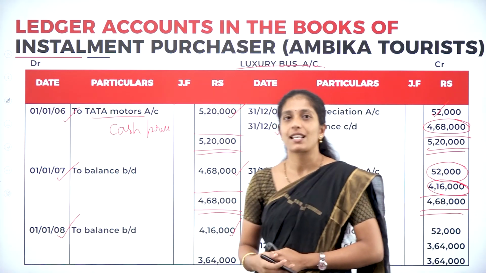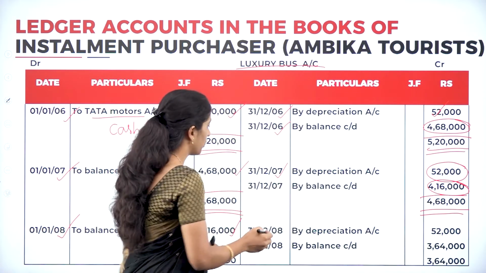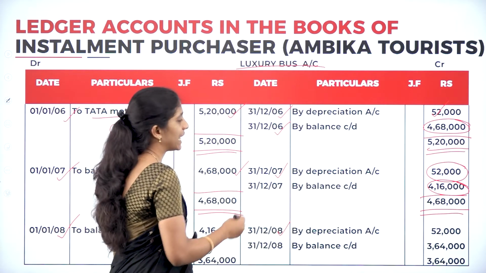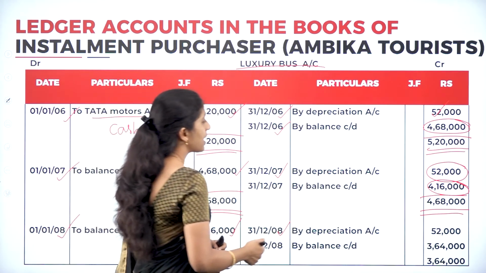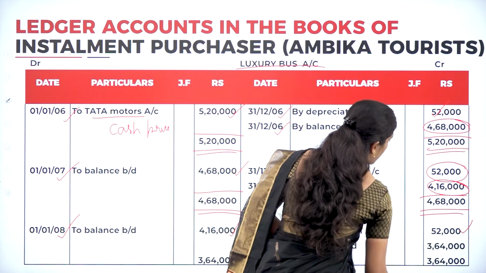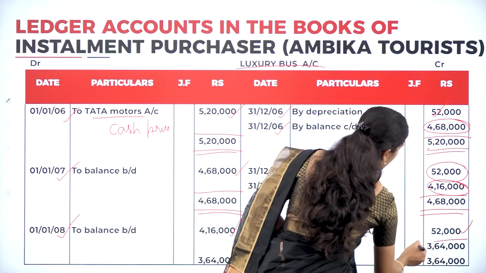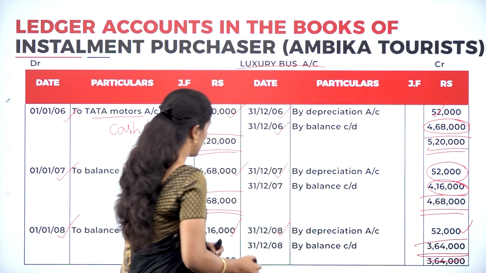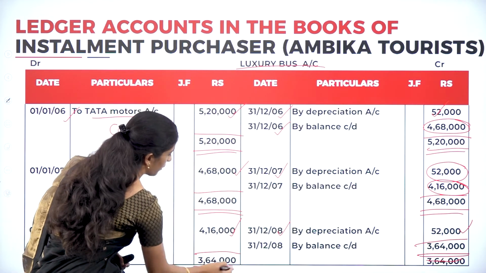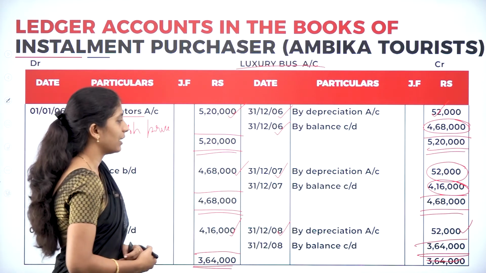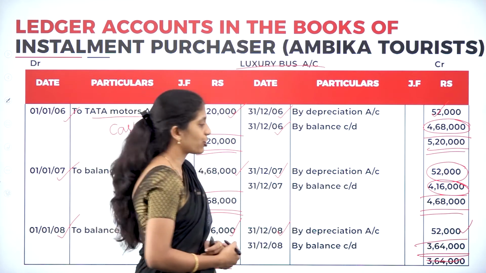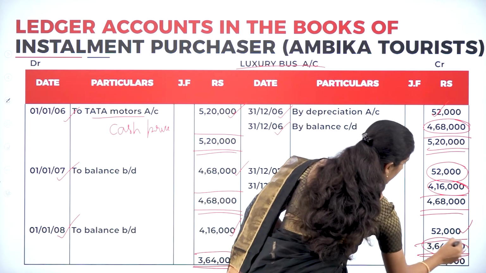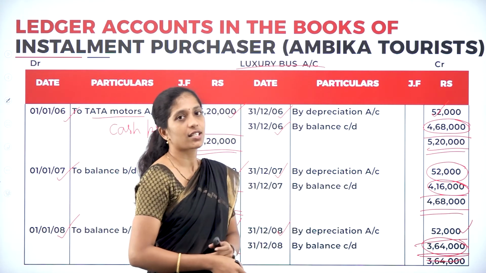Now come to the depreciation. 31/12/08, by depreciation account. As I told, depreciation remains the same. That is how much? 52,000. Now you balance both the sides. It is 3,64,000, and the balancing figure 3,64,000 has to be carried down to the next year.